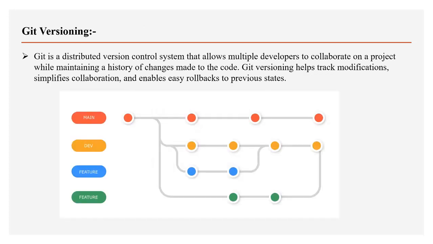Why do we need Git versioning actually? Git is a distributed version control system that allows multiple developers to collaborate on a project while maintaining a history of changes made to the code. Git versioning helps track modifications, simplify collaboration, and enable easy rollback to previous versions. So yes, Git versioning is really helpful.